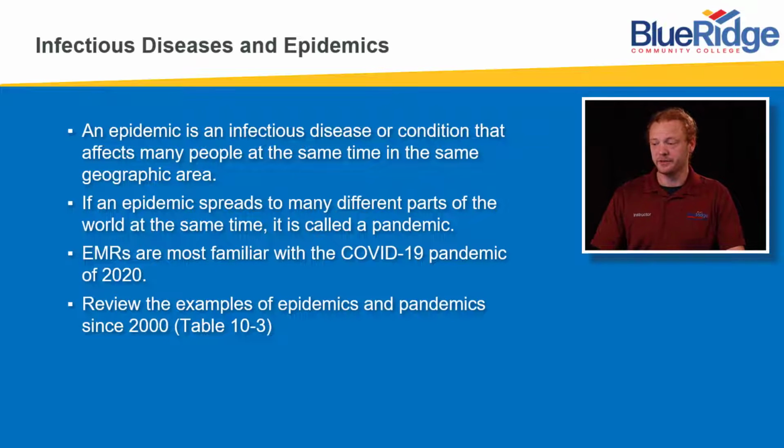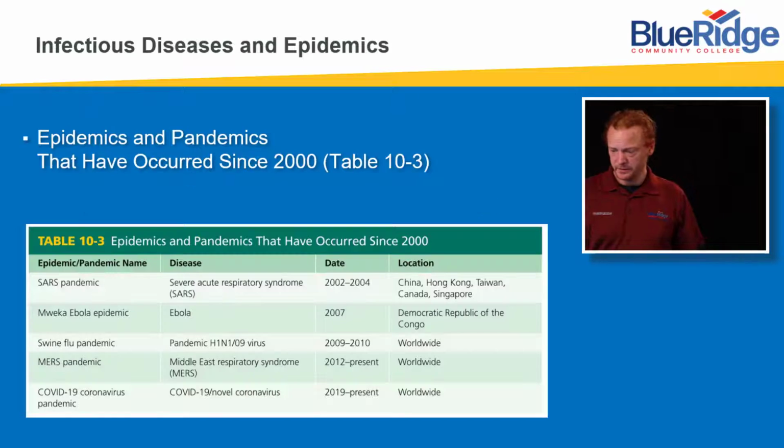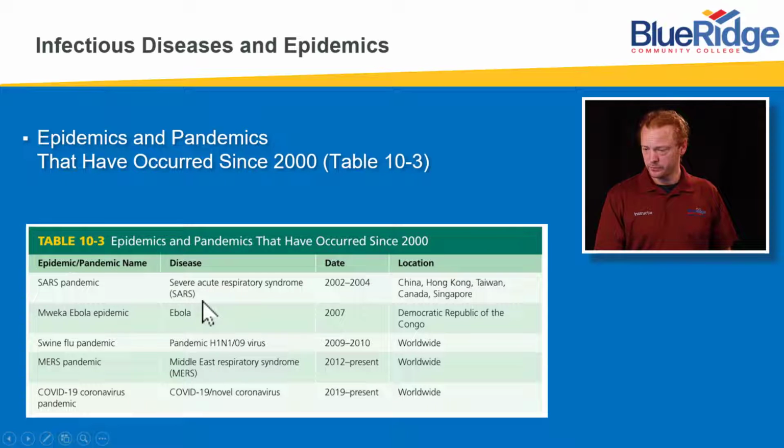An epidemic is an infectious disease or condition that affects many people at the same time in a geographic area. If an epidemic spreads to many different parts of the world at the same time, it becomes a pandemic. EMRs are most familiar with the COVID-19 pandemic of 2020, which we are still dealing with to this day. Here is a table with some examples of different pandemics and epidemics in recent history.